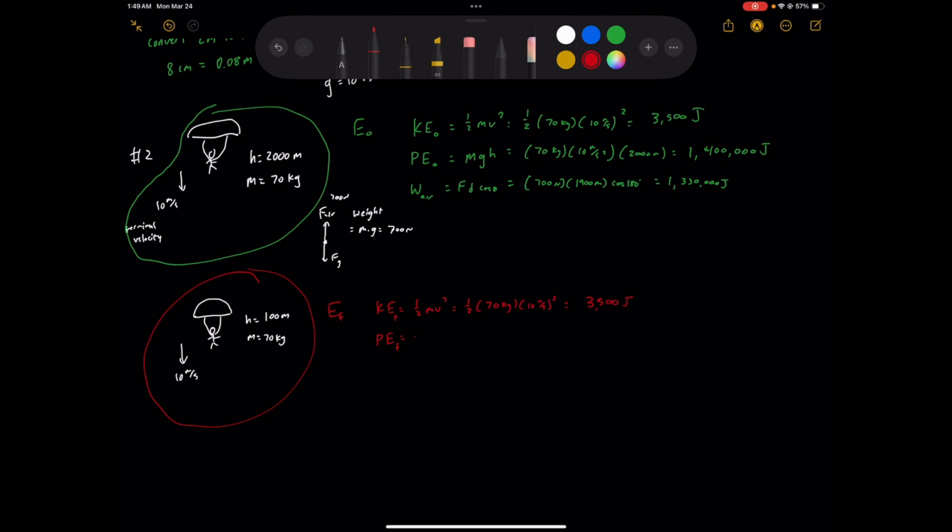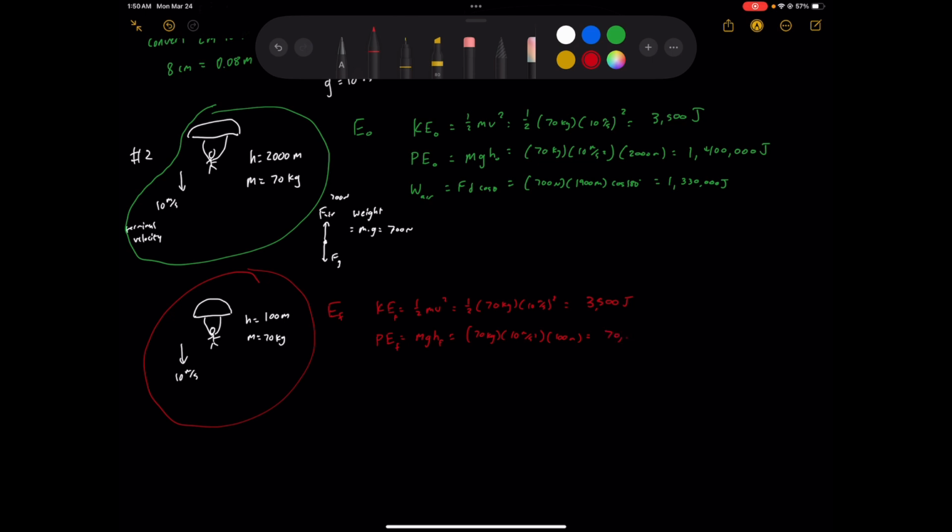Okay. The final potential energy, well, it's going to be a lot less because I put HF. This is going to be H naught, so his initial height and his final height. It's going to be a lot less because now he's only 100 meters above the ground. So again, it's 70 times 10 times 100. In this case, we get 1,000 times 70, so that's going to be 70,000.